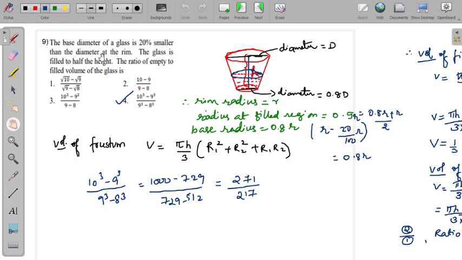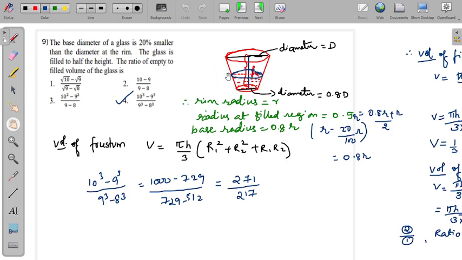The glass is filled to half of the height, so the total height is h, and half of the height is h by 2. The ratio of empty to filled volume of the glass is asked. I am taking the rim radius as r, because if the diameter differs by 20%, the radius also differs by the same percent. So the base radius will be 0.8 r, that is, r minus 20 by 100 into r. When you simplify this, you get 0.8 r.